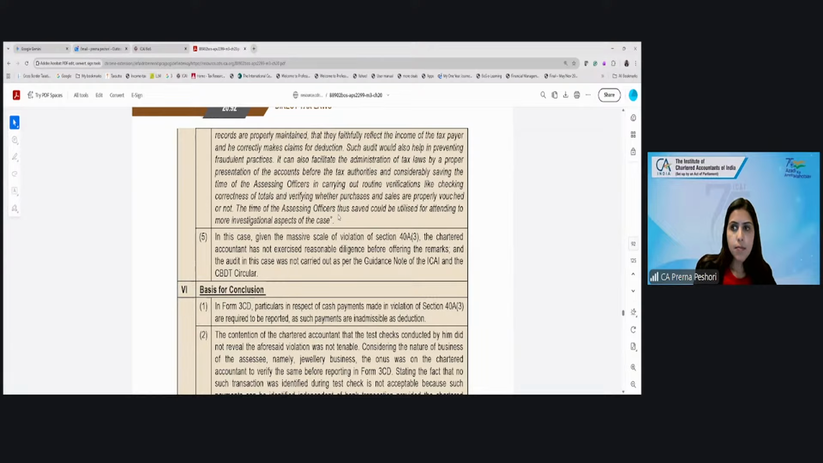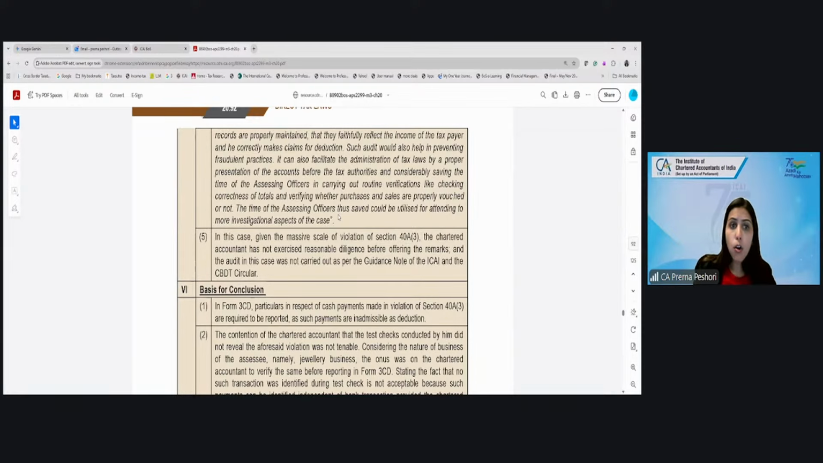Yes. He has not exercised the diligence? Yes, right? So in this particular case, if you look at it, the CA has merely relied on the management. Even if he has done the test check, he should make a reference of that. He has not made any referencing for that.